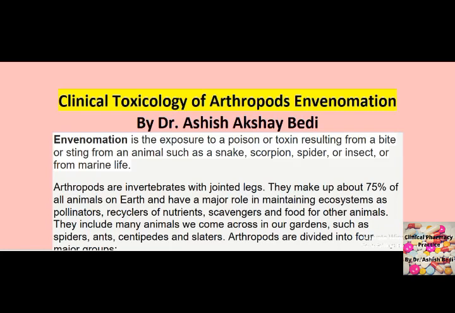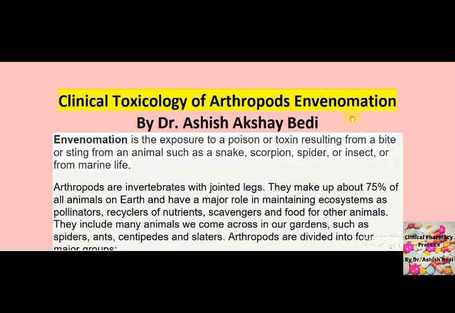And today I'm going to teach you about the clinical toxicology of arthropods envenomation. Okay, before entering into the depth of this topic, I just want to make you understand what envenomation actually means. Envenomation is the exposure to a poison or toxin resulting from a bite or sting from an animal such as a snake, scorpion, spider, or insect, or from marine life.